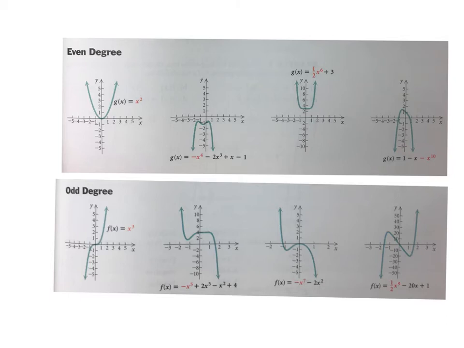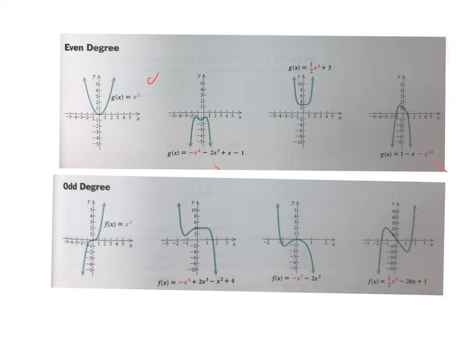All right, a couple things here about even and odd degrees. If you have an even degree like x squared, x4, x6, x10, look what the ends do. The ends go the same direction. Either both ends go up or both ends go down. That's what evens do. Odds do just the opposite. If it's odd, that's x cubed, x5, x7, x9, the ends do different things. One end's going down, one's going up.